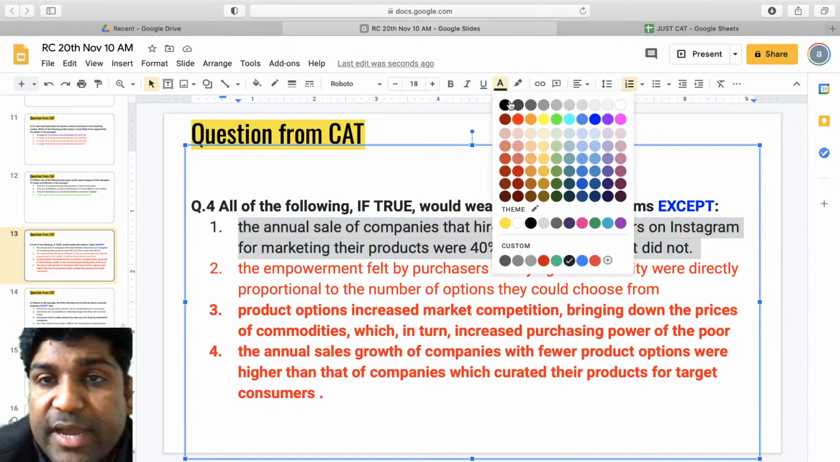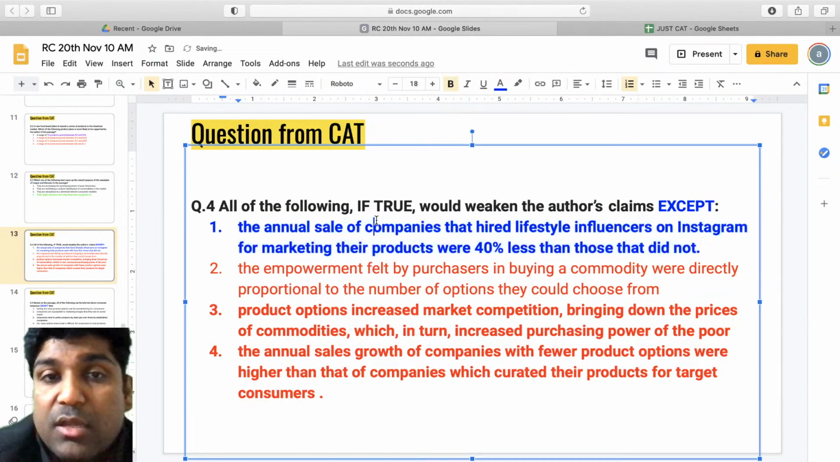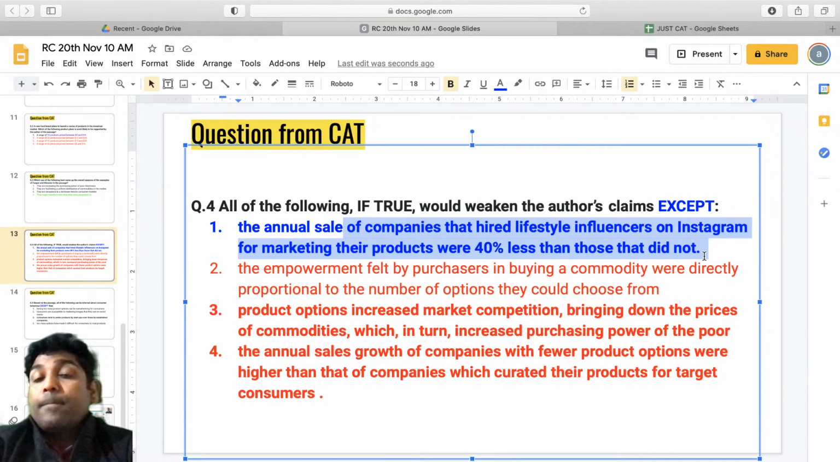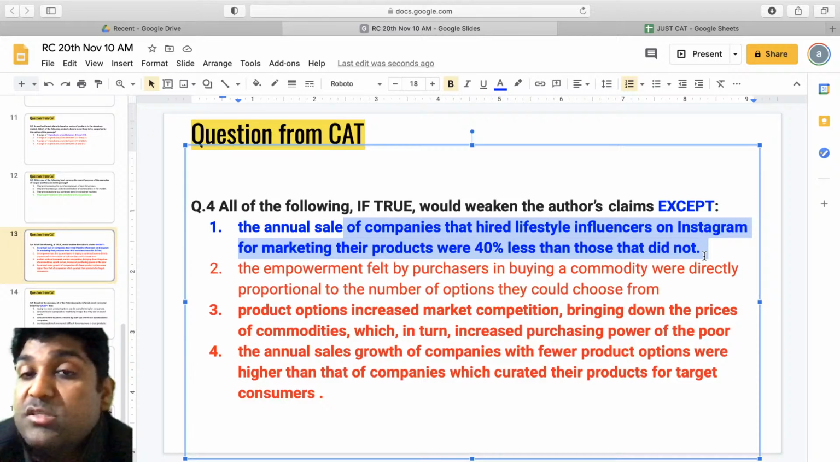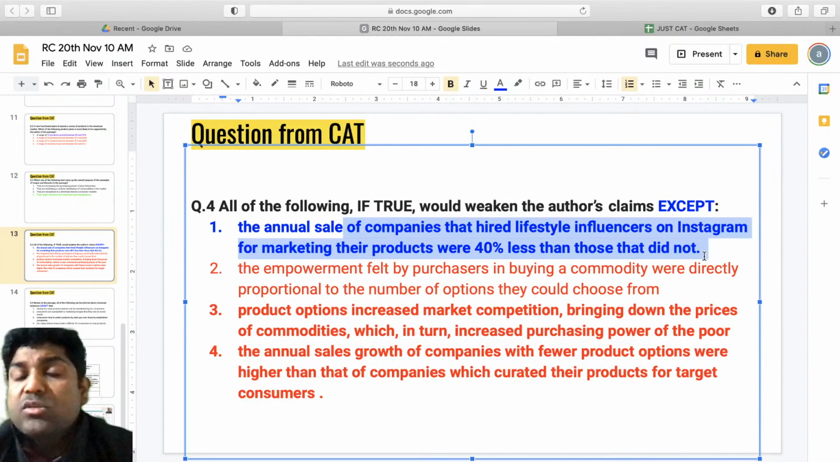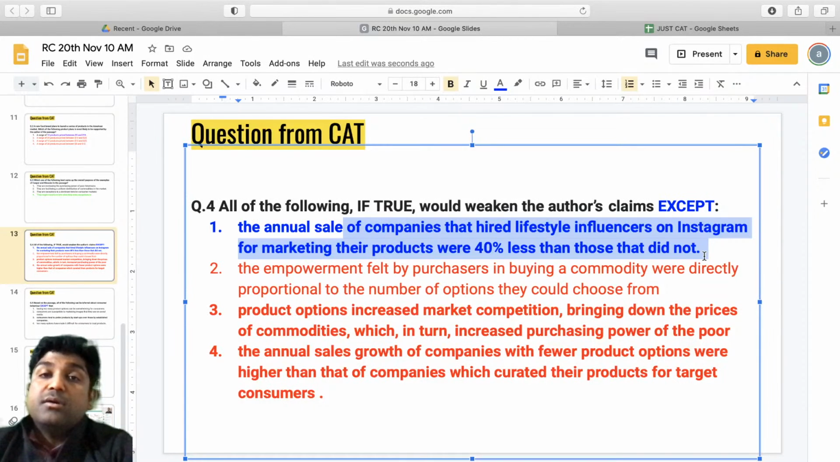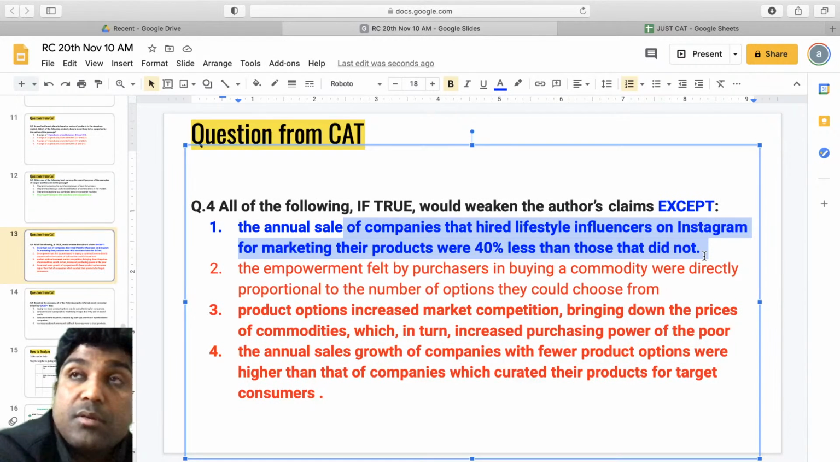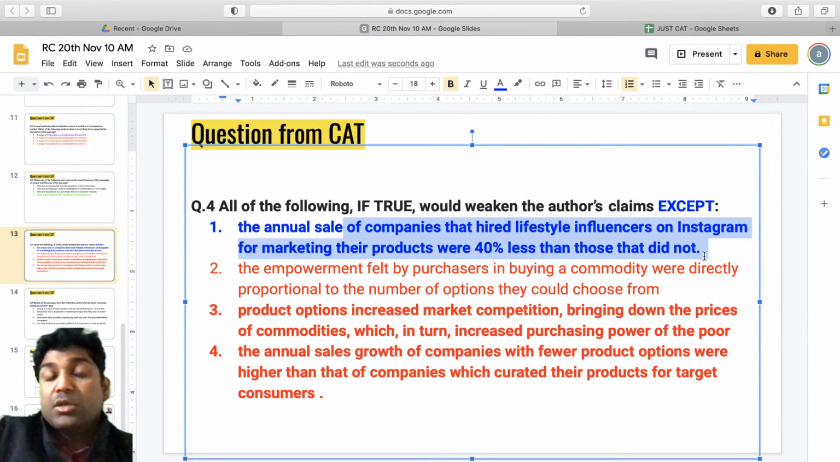Let's read this answer and try to understand whether this is a correct answer in its own right or not. The annual sales of companies that hired lifestyle influencers on Instagram for marketing their products were 40% less than those that did not. Now this is not relevant, because we were not talking about how much profit the companies are making when hiring lifestyle influencers. The purpose of this entire paragraph was about choice, and how some companies are helping consumers, or helping themselves by helping the consumers, to pick up certain items.